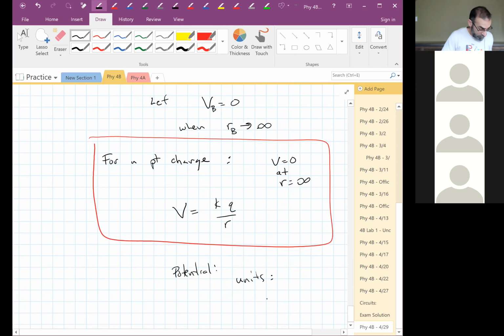Units are the joule per coulomb, right? And we get tired of writing joules per coulomb all the time. It's work divided by charge, joules over coulombs. And so we write volts, V.